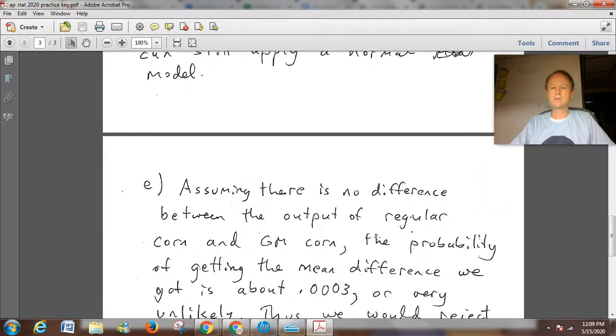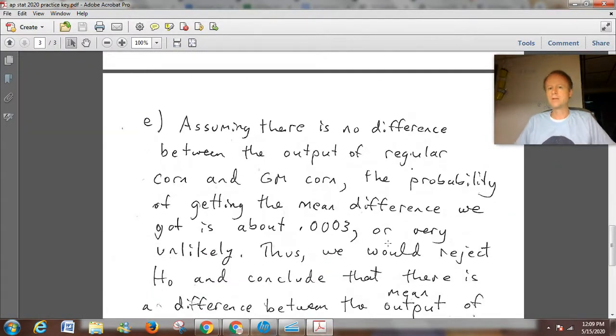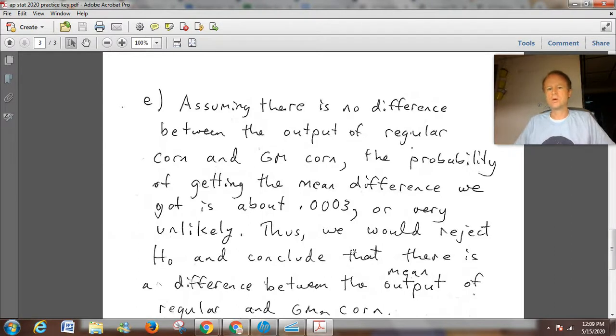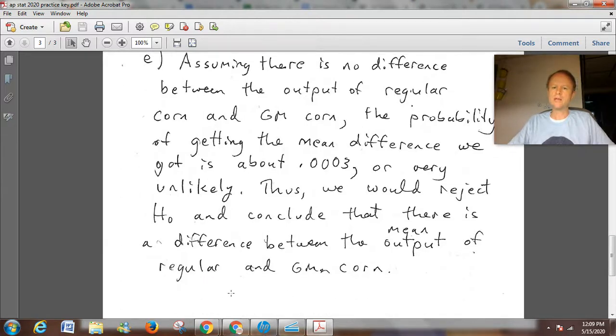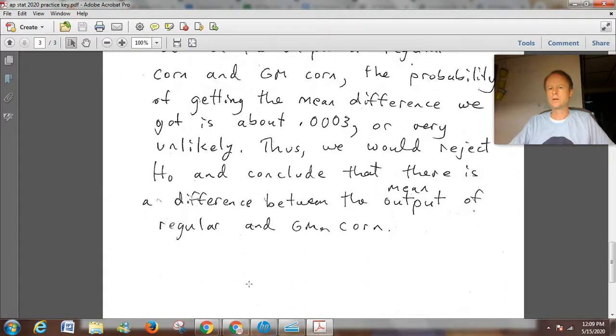I said, assuming there is no difference between the output of regular corn and GM corn, the probability of getting the mean difference we got is about 0.0003, or very unlikely. Thus, we would reject the null and conclude that there is a difference between the mean output of regular and GM corn.